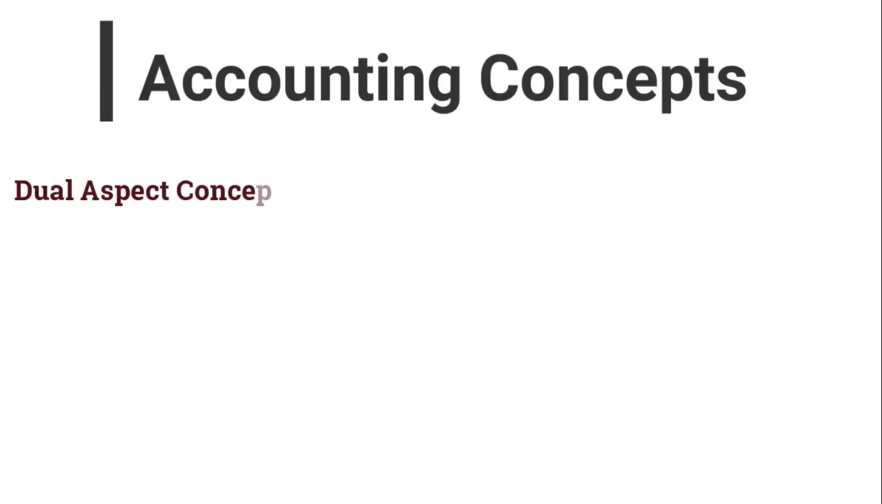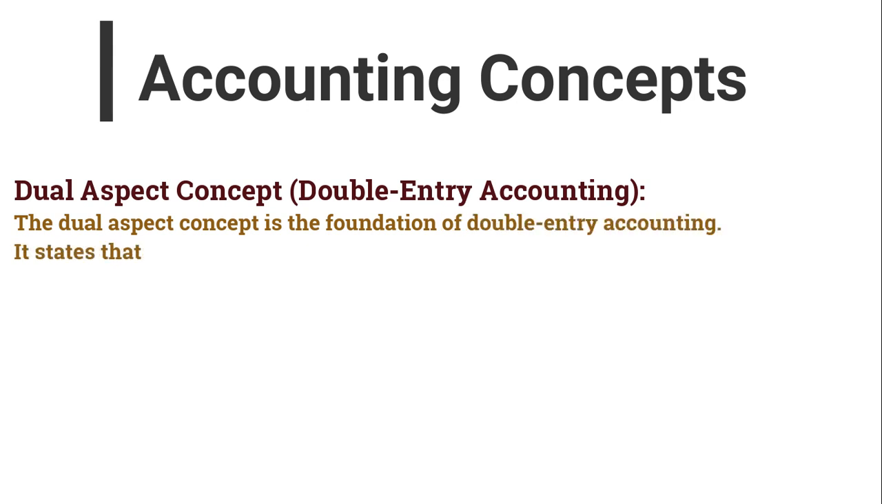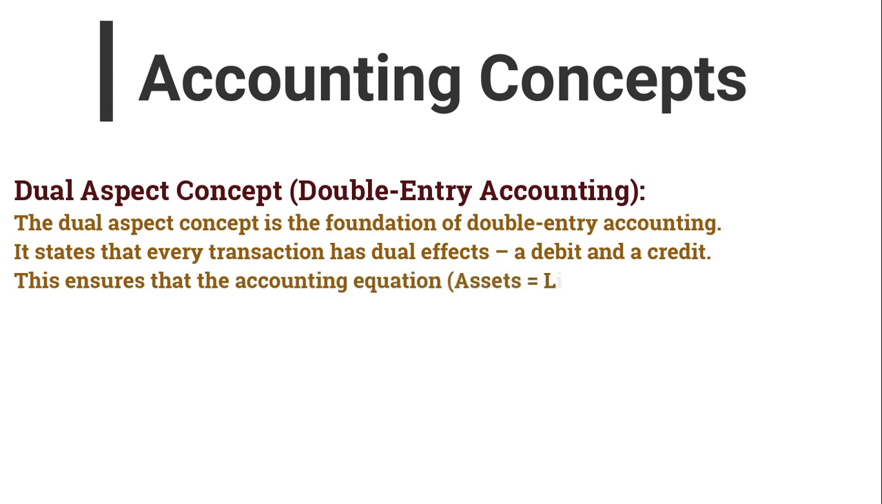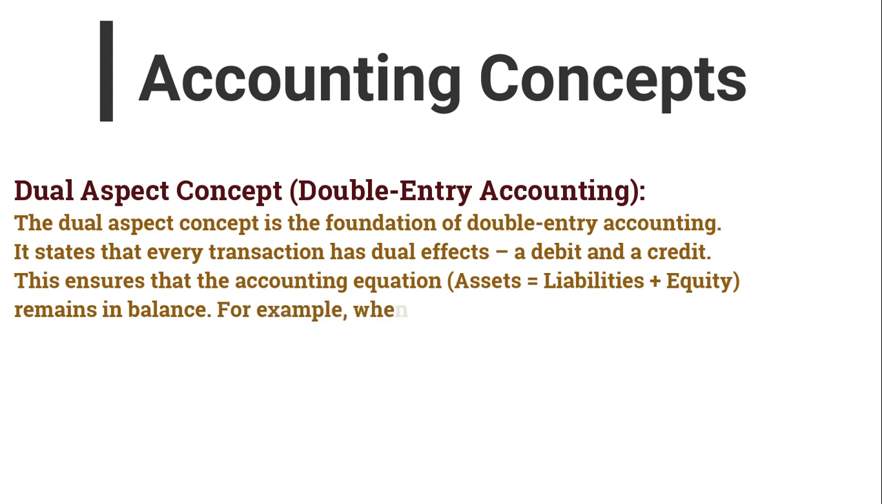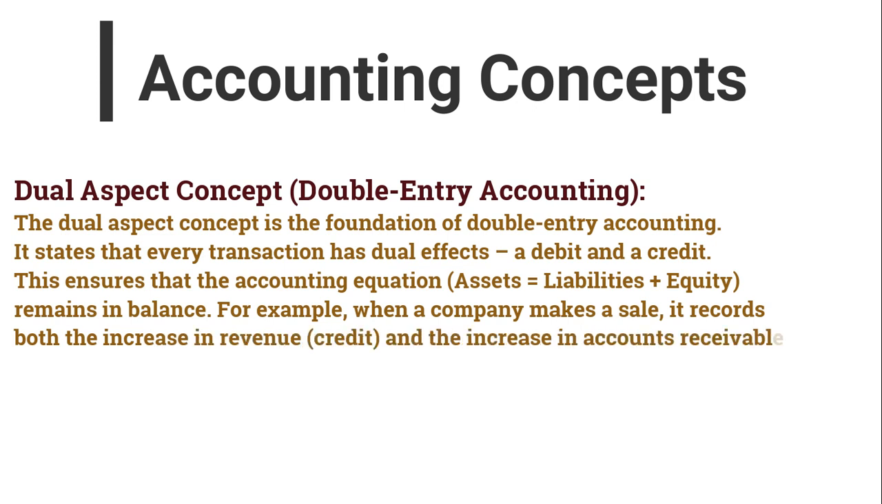Dual aspect concept, also known as double entry accounting. The dual aspect concept is the foundation of double entry accounting. It states that every transaction has dual effects, a debit and a credit. This ensures that the accounting equation, that is, assets equals liabilities plus equity, remains in balance. For example, when a company makes a sale, it records both the increase in revenue and the increase in accounts receivable as well.